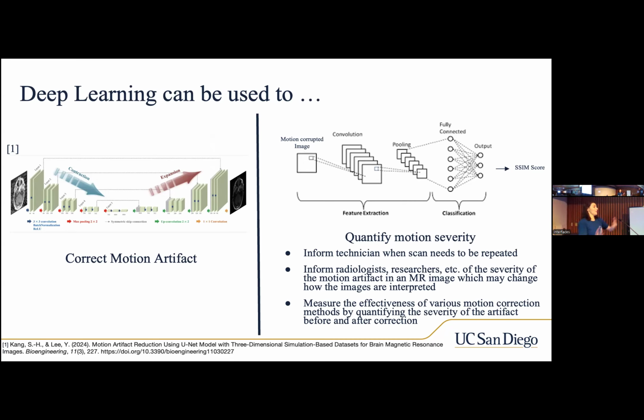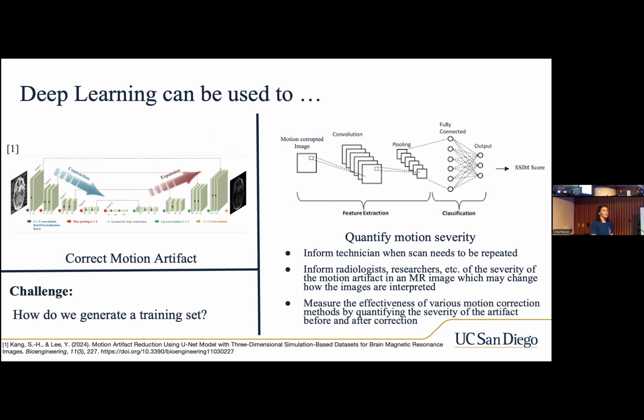But in order to use deep learning, we have to be able to generate a training set. We don't really have a ground truth because we don't really know what it was supposed to look like without the motion, if we can't get it without the motion. This is where it becomes challenging. A lot of people who have done deep learning type methods for correcting and quantifying motion severity often just score it. So they have a radiologist come in and score the level of motion, which is very subjective to the radiologist. And it's in no way a perfect way of doing things.